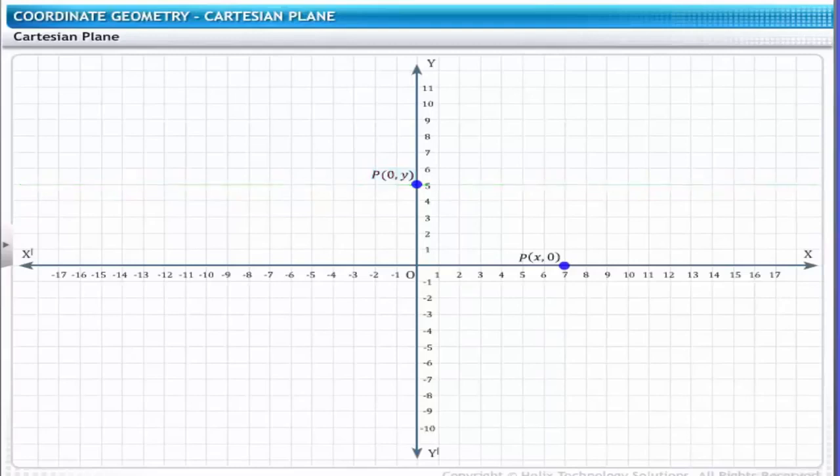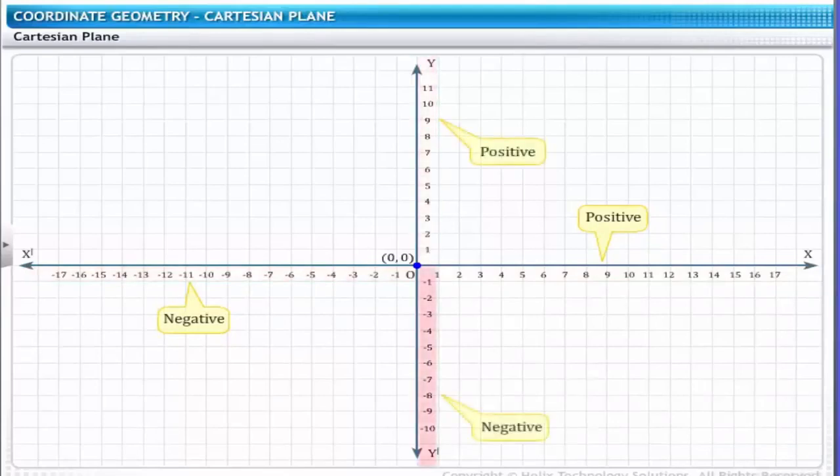Let us now see how we can represent different real numbers on the x and y axes. Since the point of origin represents the (0, 0) coordinate, a point to the left of O will be negative, and a point to the right of O will be positive. Therefore, OX represents positive real numbers and OX' represents negative real numbers. Similarly, OY represents positive real numbers and OY' represents negative real numbers.